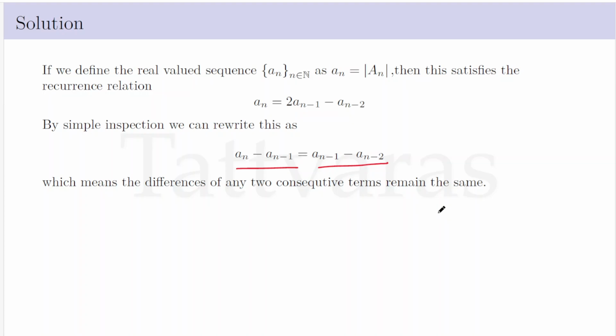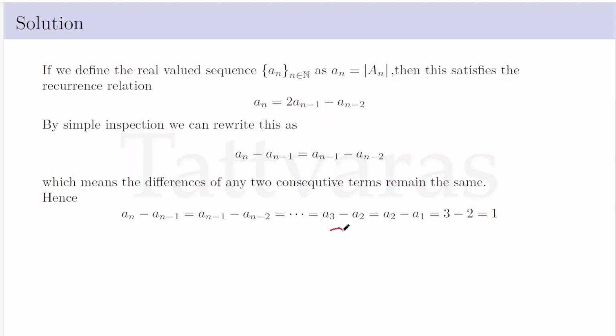In this manner, we can obtain the value of a_n for any n. How? This difference will be the same if we continue writing like this, and it will carry on till a3 minus a2, a2 minus a1. Now a2 and a1 we already know are 3 and 2, so the difference will always remain 1. These differences will help us a lot in calculating a_n. Can you guess how?